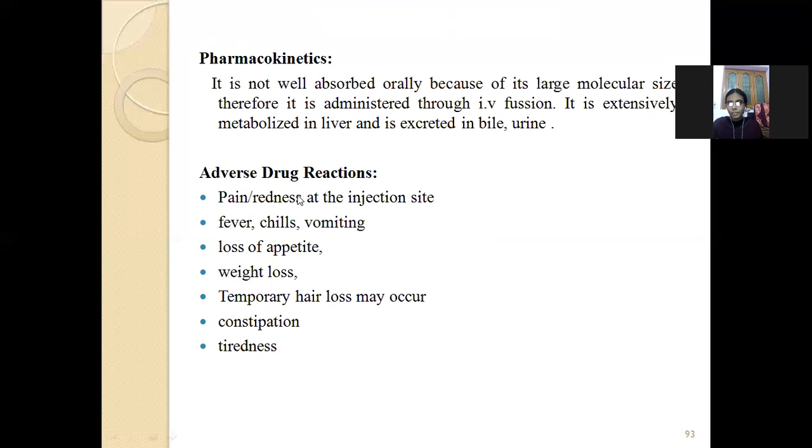And adverse drug reactions are redness at the site of injection, because this drug is taken through the intravenous route. So at the side where we are taking the injection, we will feel the pain. Also fever, chills, vomiting, loss of appetite, weight loss, temporary hair loss, constipation, and tiredness.